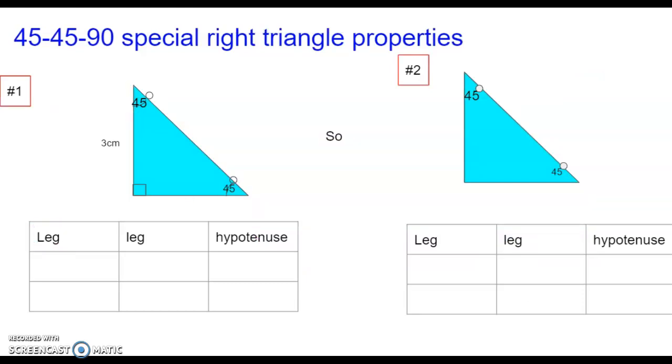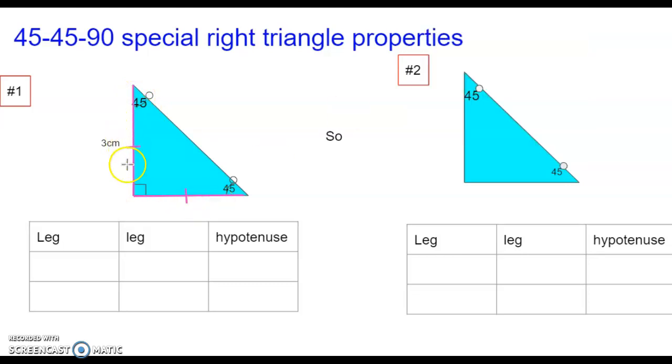All right, so we're going to practice the 45, 45 special right triangle. So I look at my triangle. I notice this one is 45 degrees. The angle over here is 45 degrees, and it's a right angle. So this is one of the special right triangles. So we're going to talk about the properties. First notice it has two legs, right? That's a leg, and this one is a leg, and they are exactly the same size. Every time you have a 45, 45, 90 special right triangle, the legs will always measure the same.